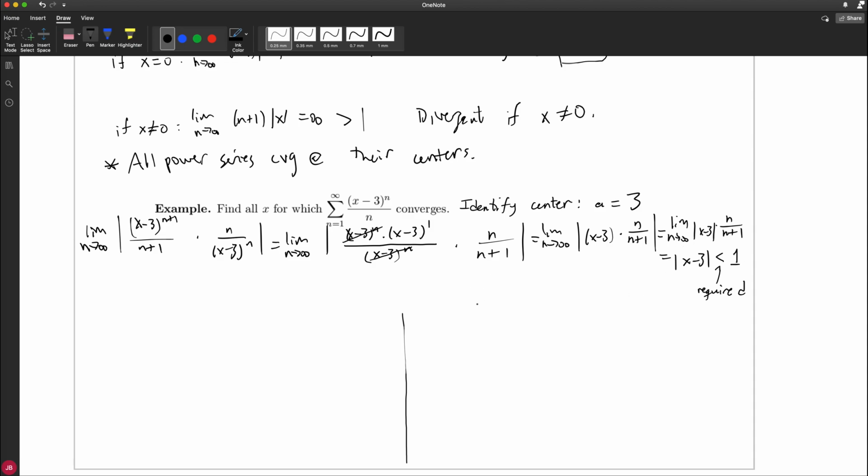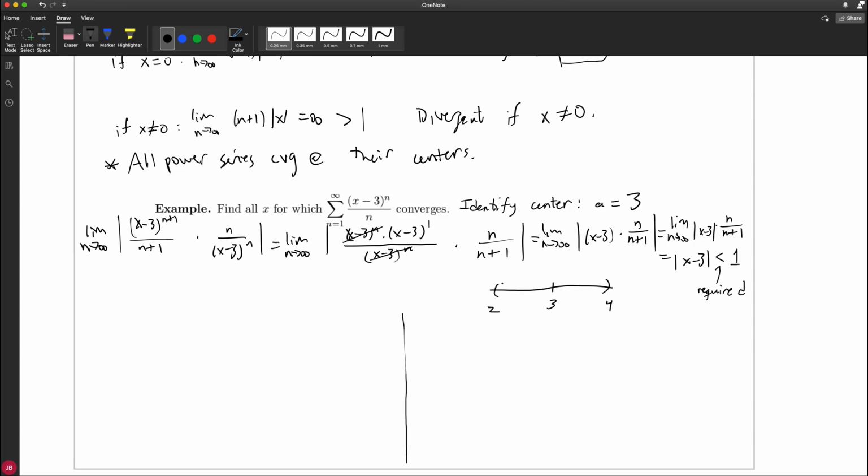So let's see what we get here. Well, our center is 3, right? And when you isolate absolute value x minus center less than a number, then that number tells you how far you're allowed to stray from your center. So if I'm allowed to stray 1 unit, that says that I can go as far left as 2 and as far right as 4, right? Because that's 1 unit in either direction.